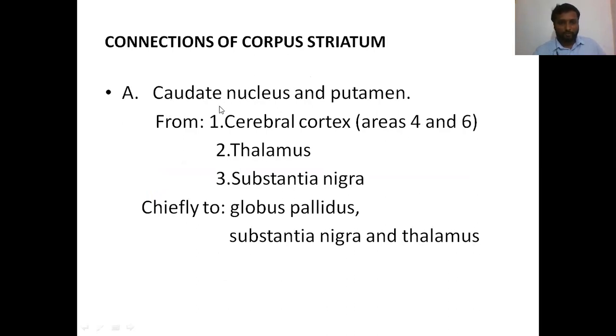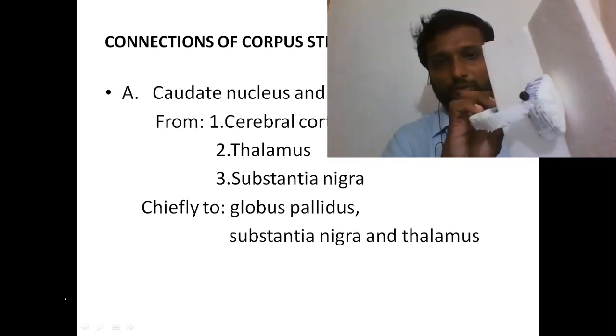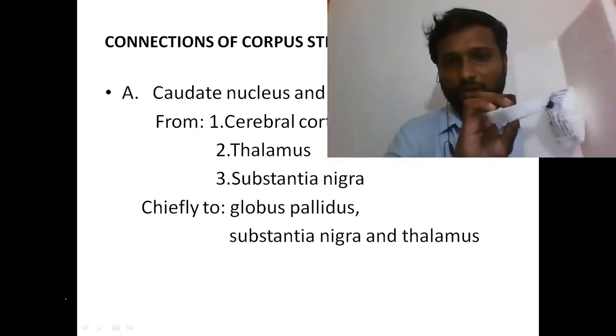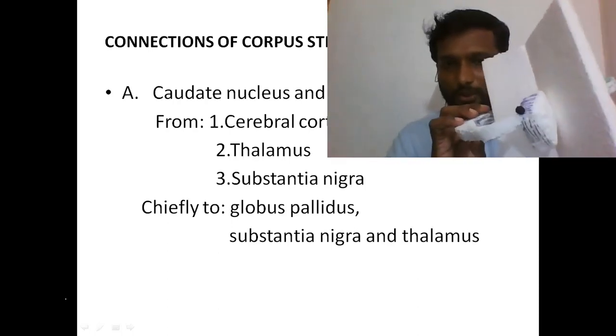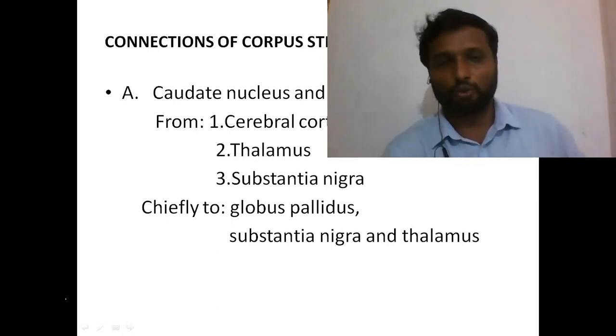First we'll discuss the connections of the caudate nucleus and the putamen. The putamen is the lateral part. The caudate nucleus, I told you, comes in contact with the lateral part of the lentiform nucleus, so that's why we are discussing them together. See the video again. This caudate nucleus comes in contact with the lentiform nucleus. The tail of the caudate nucleus comes in contact with the lateral part of the lentiform nucleus. Lateral part means putamen.